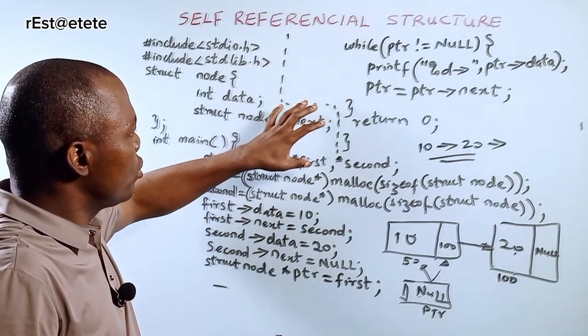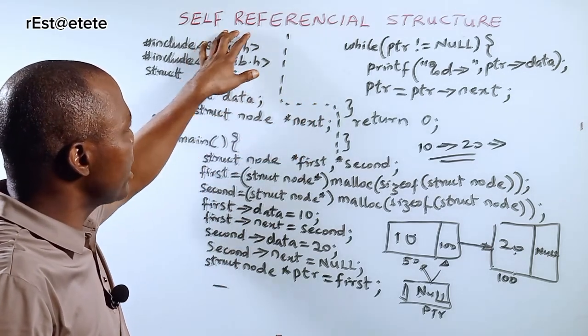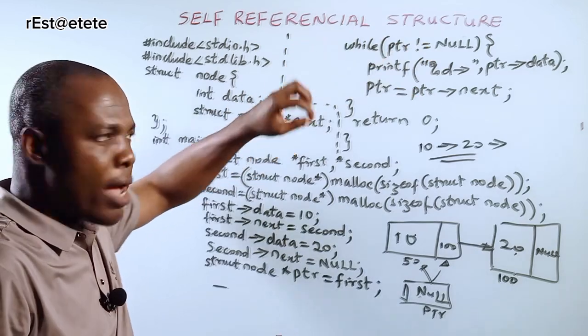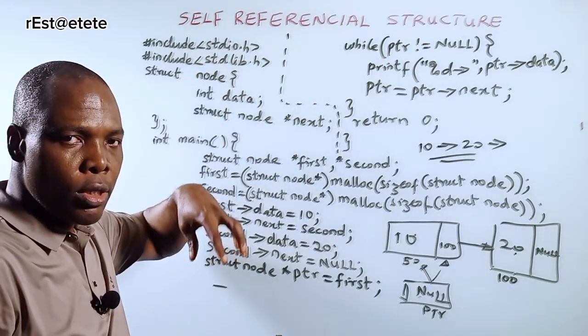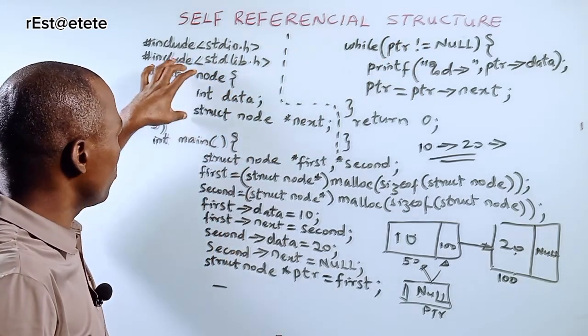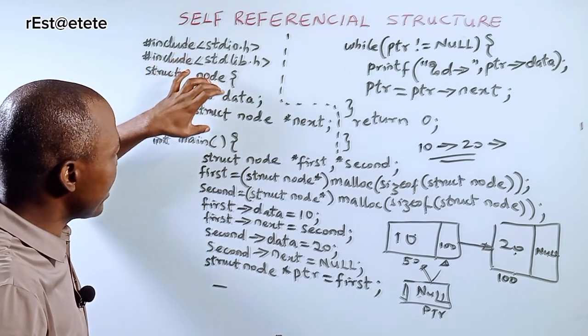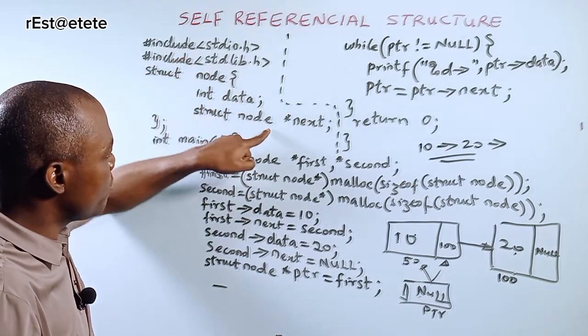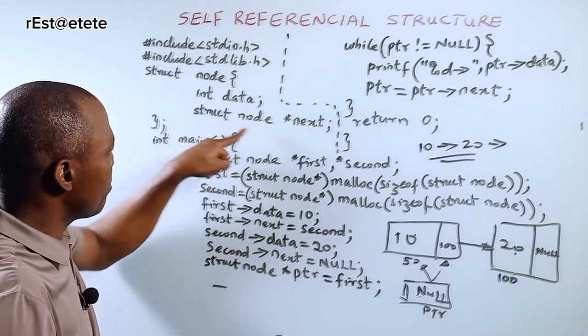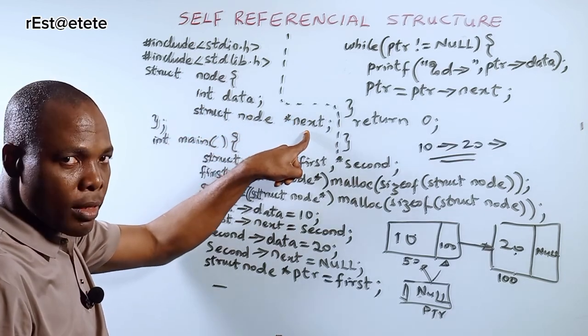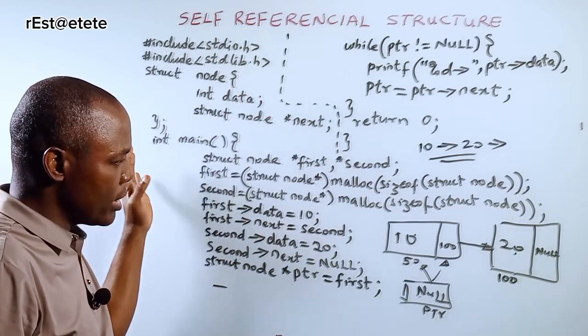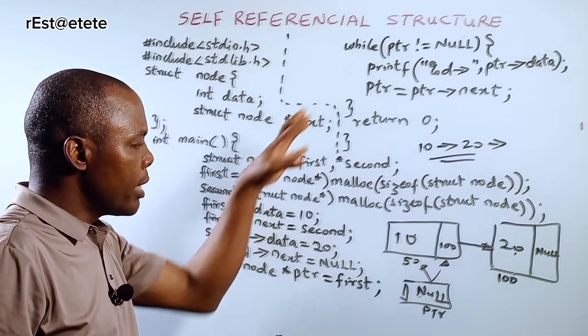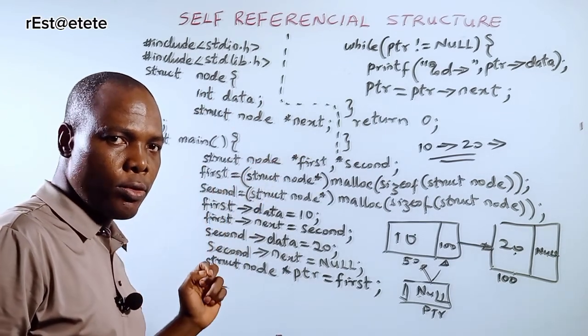So what I want to show you is how you do a self-referential structure, how a structure can point to a variable of its own type. With this blueprint, you can see that a member of this structure is pointing to a variable of its type, which is this one. That's what I want to show you in this class. So let's go to Code::Blocks. Let me demonstrate this for you to see.